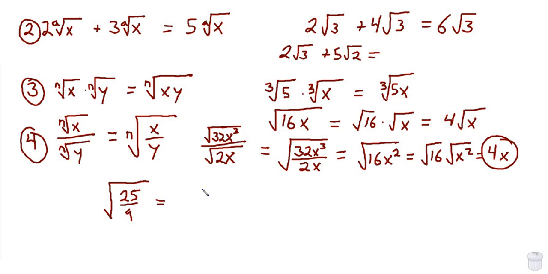You can say that is the square root of 25 over the square root of 9. I do know what the square root of 25 is. That's 5. And I do know what the square root of 9 is. That's 3. The square root of 25 ninths is 5 thirds. Okay, so looking at these different rules, let's see some examples of what we might do.